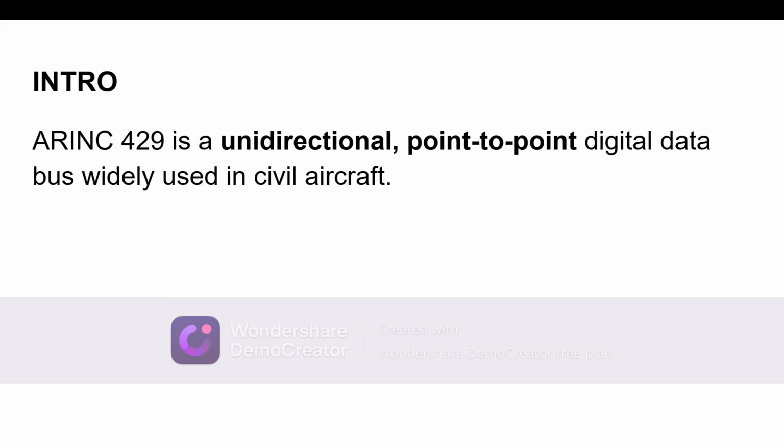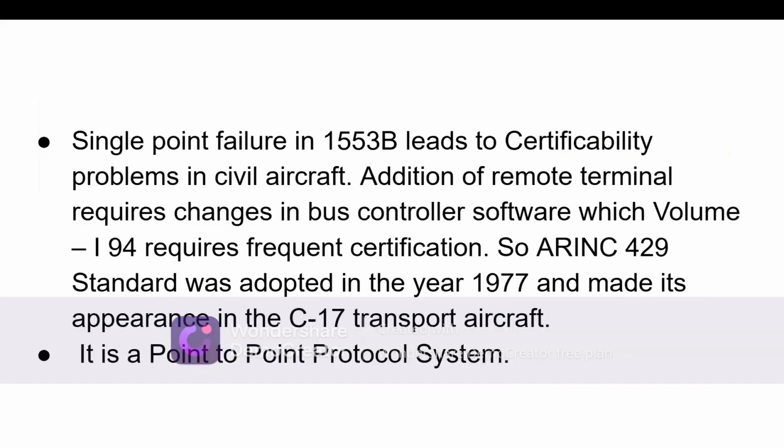ARINC-429 Intro. ARINC-429 is a unidirectional, point-to-point digital data bus widely used in civil aircraft. Single-point failure in 1553B leads to certifiability problems in civil aircraft. Addition of a remote terminal requires changes in bus controller software, which requires frequent certification.